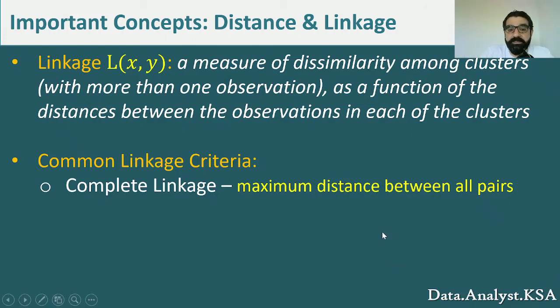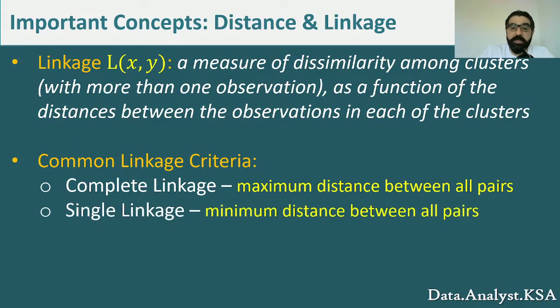So this is the complete linkage, and it's very strict. Even if there are 2 points that are close to each other, let's imagine the clusters are shaped like this, and I have a point on the tip and a point on the tip. They could be close to each other, but I'm taking the maximum distance between those two clusters. On the other hand, I can take the single linkage, which is a little more flexible.